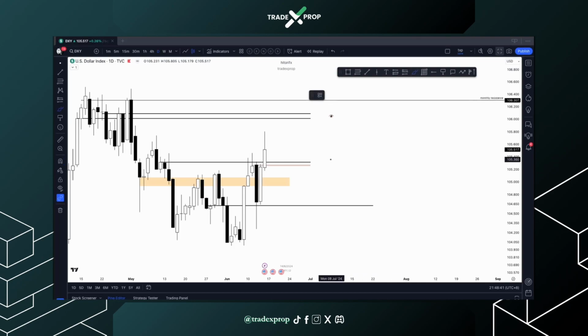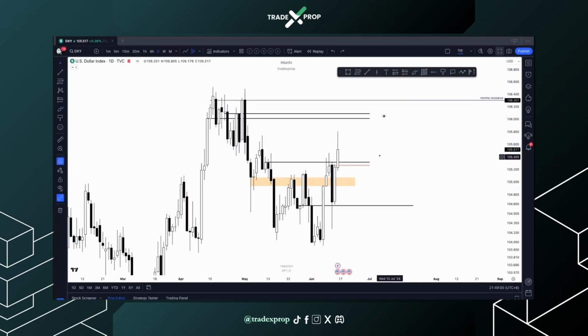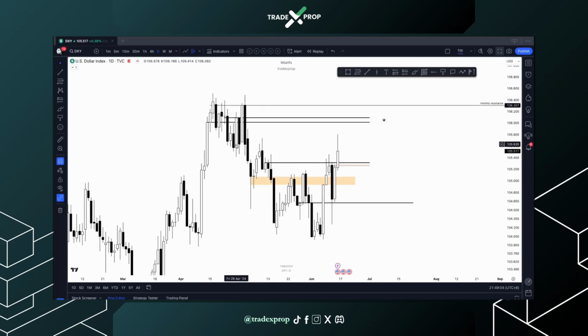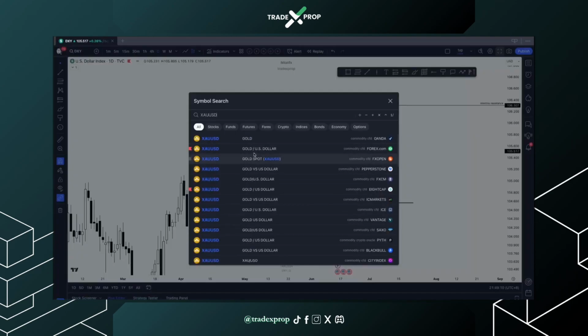So the week could look like Monday, Tuesday range, or we could see that manipulation during Tuesday. Wednesday we could see this again. Thursday final displacement, and Friday maybe a pullback. Something like that could be on the cards for price action this week, right? So that is the dollar index. Let's move on to gold.